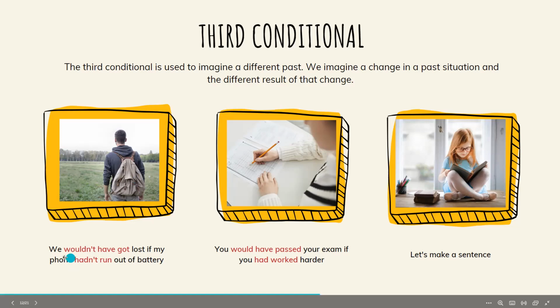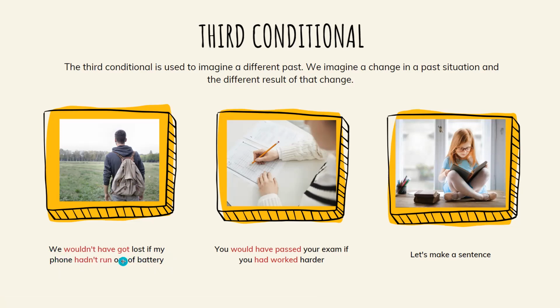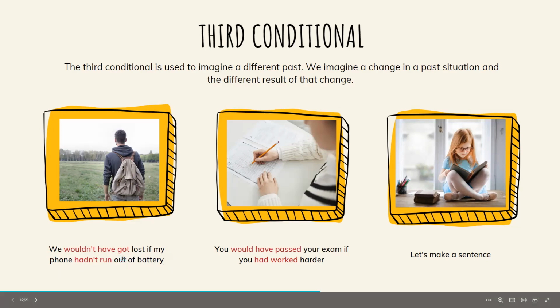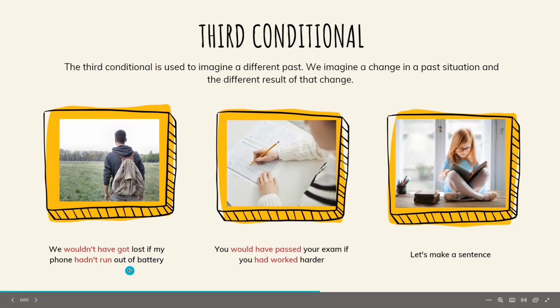Okay, let's read the sentence one more time. We wouldn't have got lost if my phone hadn't run out of battery. You see, the meaning behind this sentence is that my phone had run out of battery, so we got lost. But I'm changing it. I'm saying, if my phone hadn't run out of battery, it's not real. I mean, I'm just imagining. We wouldn't have got lost.